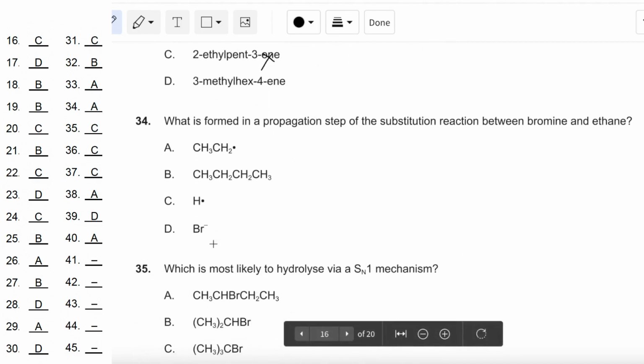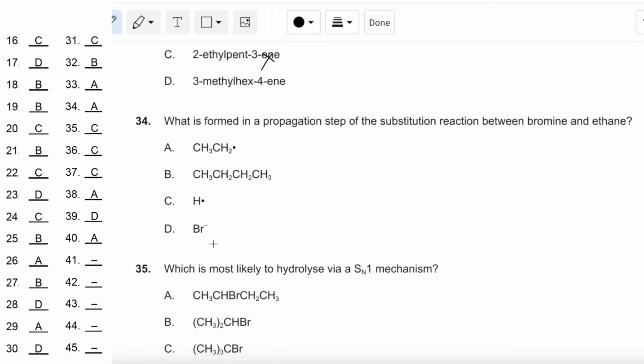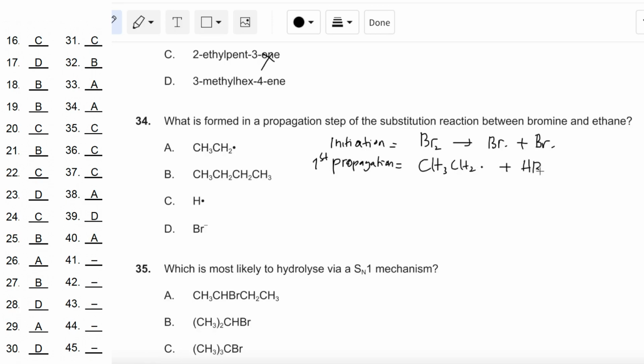Now number 34. What is formed in a propagation step of the substitution reaction between bromine and ethane? Initiation. So Br2 produces Br free radical plus Br free radical, or 2 Br free radicals. What about propagation? If it's the first propagation, it will involve hydrogen within the alkane. So CH3CH2 free radical will be formed and HBr. So the answer will be A.